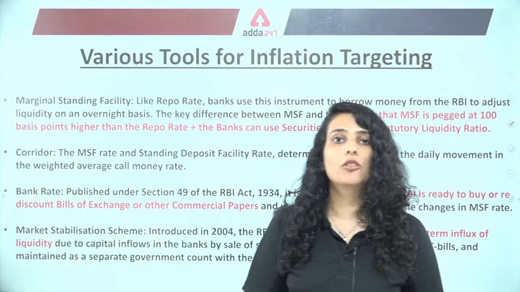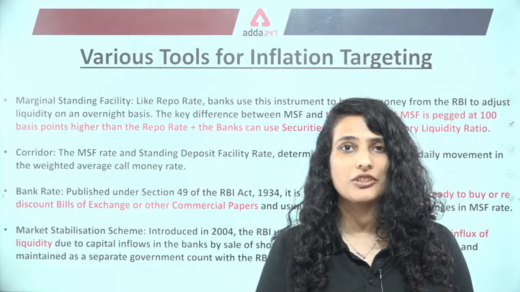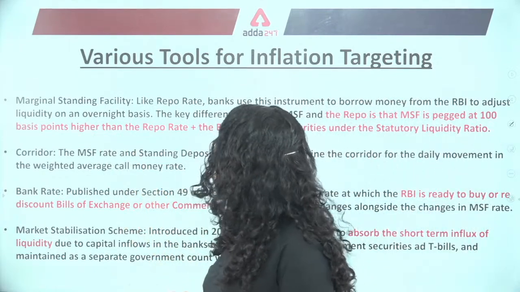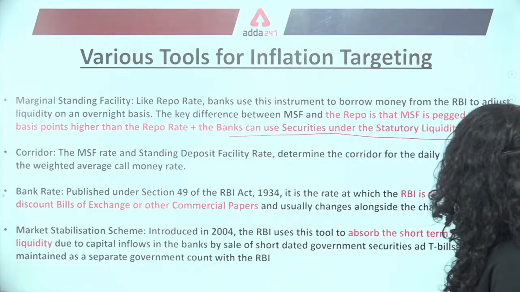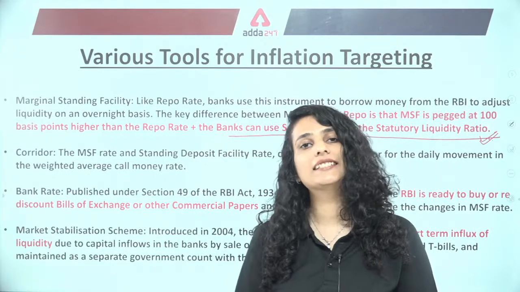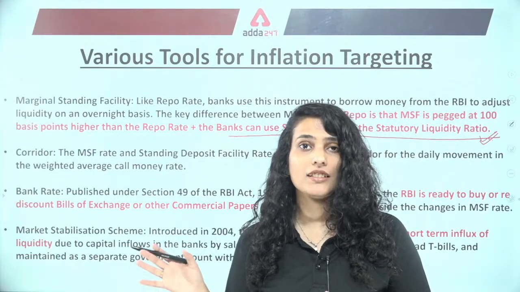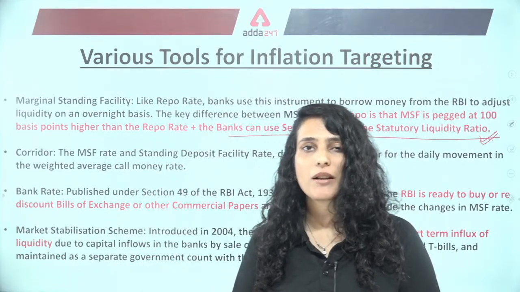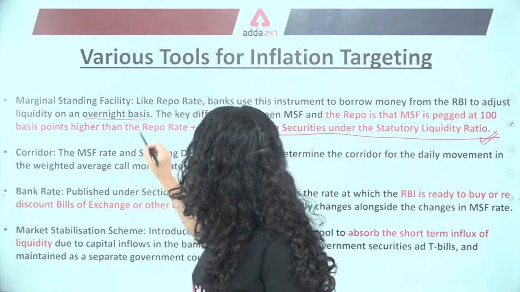Marginal standing facility. Now we discussed कि repo और reverse repo में statutory liquidity ratio में जो government securities होती है that remained untouched. But the key difference here between marginal standing facility and repo rate is कि यहाँ पे banks use securities under the statutory liquidity ratio. Okay, it works just like repo operations, where the central authority, that is the RBI, is purchasing government securities from the bank to inject liquidity. Marginal standing facilities also like repo overnight basis पे use होता है.